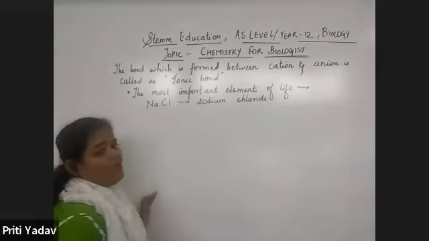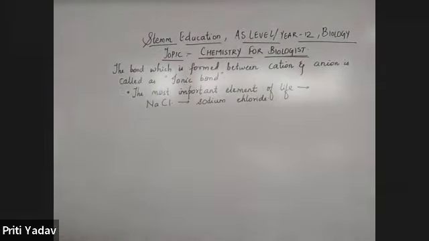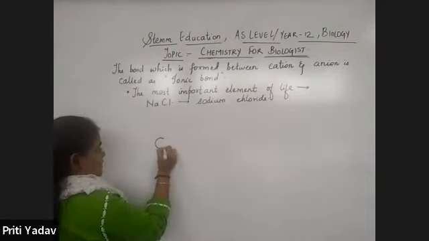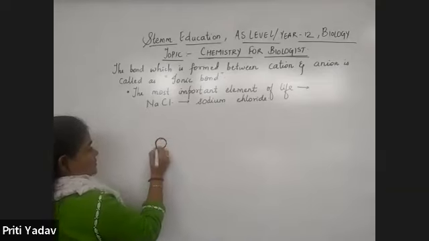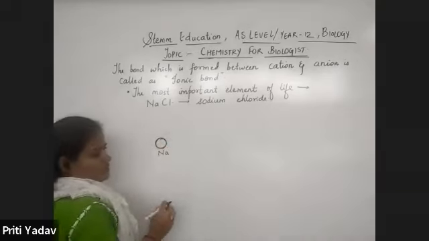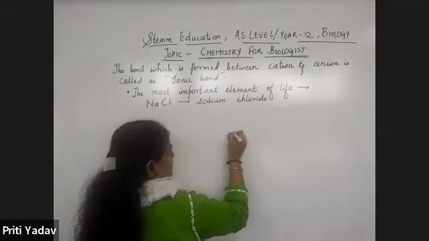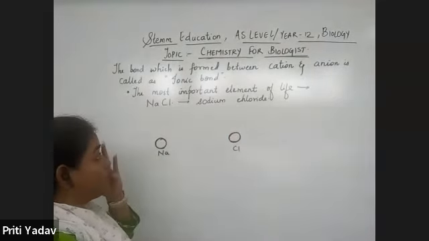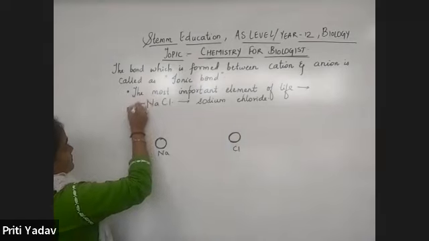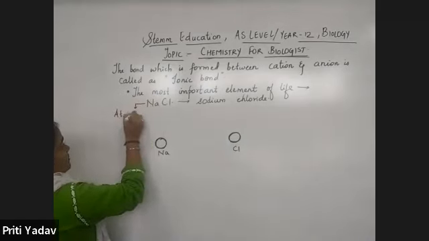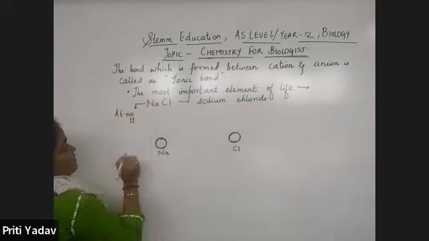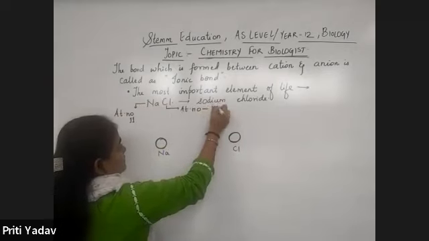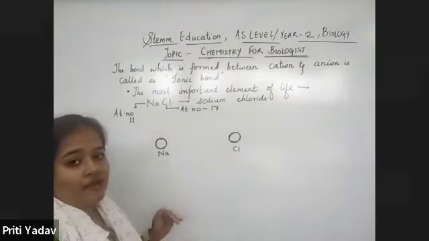Now, how is the ionic bond being created between them? If we see the ionic bond created between them, this is the element. Let's take this as the sodium element. Let's take here the chlorine element. Now, the atomic number for sodium is 11, whereas for chlorine, the atomic number is 17. So accordingly, you have to make the shell.